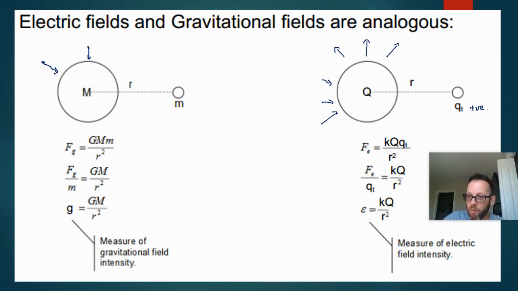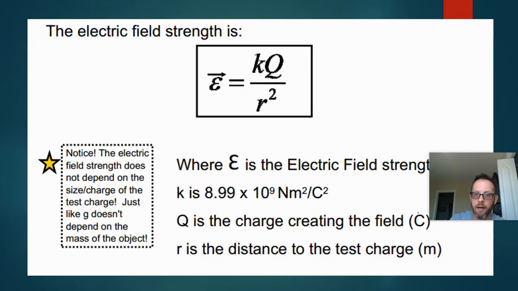All right, and again, we understand this is a vector. This formula, KQ over R squared, will give us the magnitude. So if you need to pause and just make sure you get that down, hopefully you're convinced of the similarities. But we now have an equation for electric field strength.